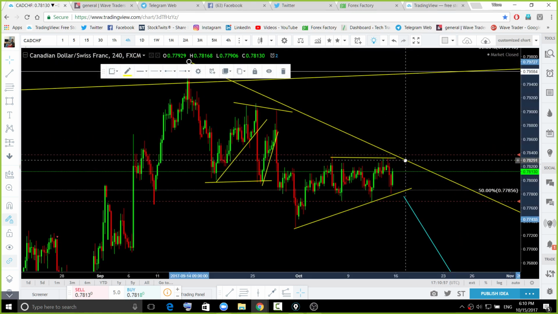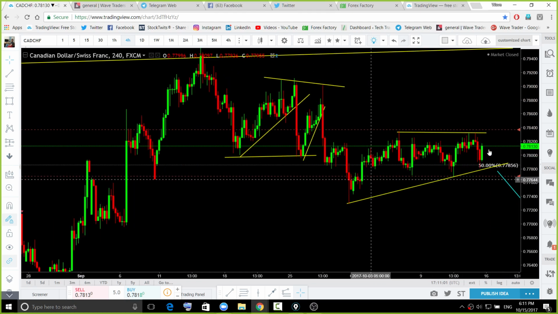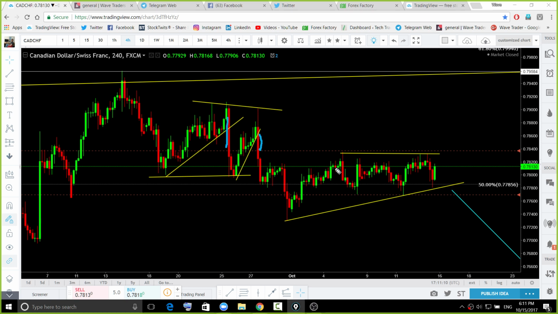Okay, let me remove that trend line. If you have been following me for the last couple of weeks on this pair, then you understand what I'm looking for. Yeah, so we got this breakout, and this continuation formation we were anticipating.